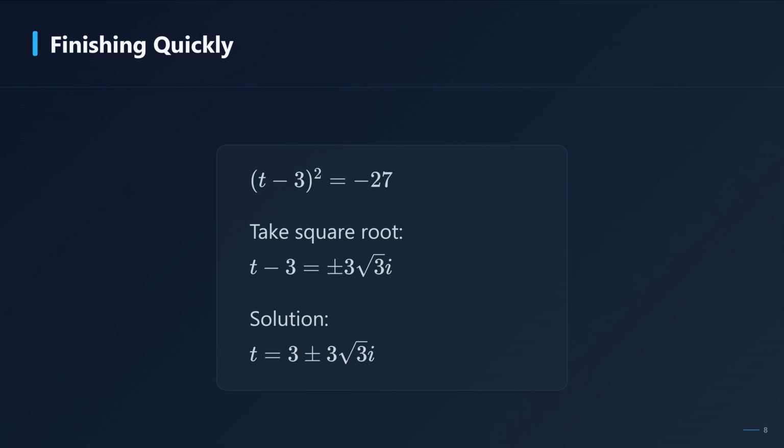Taking the square root of both sides, we get t minus 3 equals plus or minus 3 root 3i. So t equals 3 plus or minus 3 root 3i. Same answer as before, but with far less work.